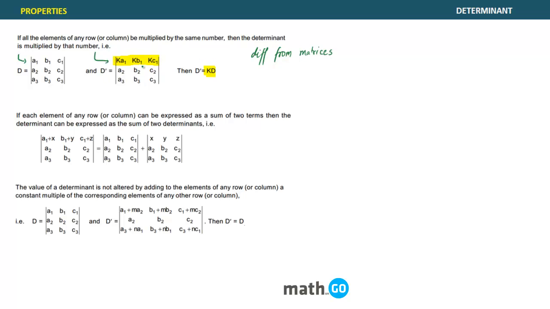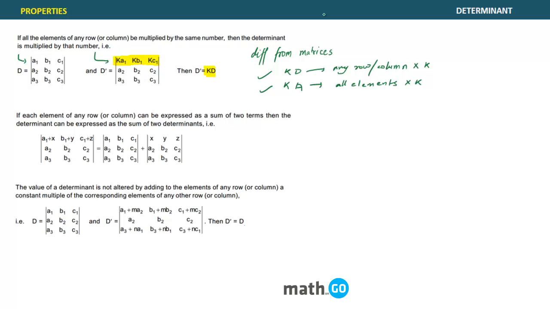Here, the other way of seeing this is if you say k times D, this means any one row or column is multiplied by k. Whereas if this has been k times matrix A, that means all elements are multiplied by k. So this is a very important distinction between matrices and determinants. All right, so you need to keep this in mind.